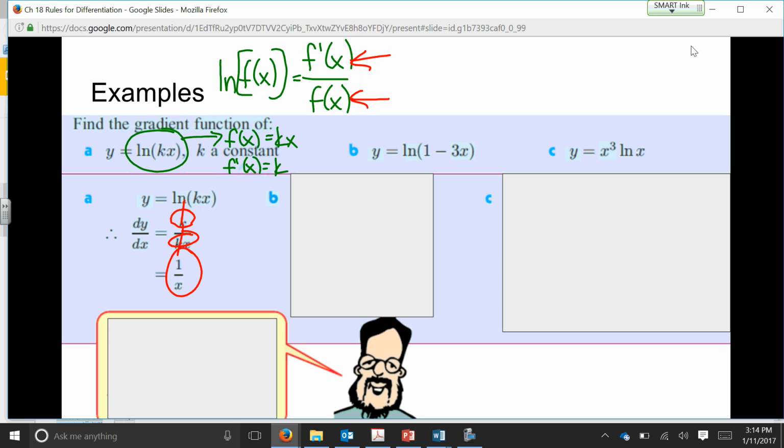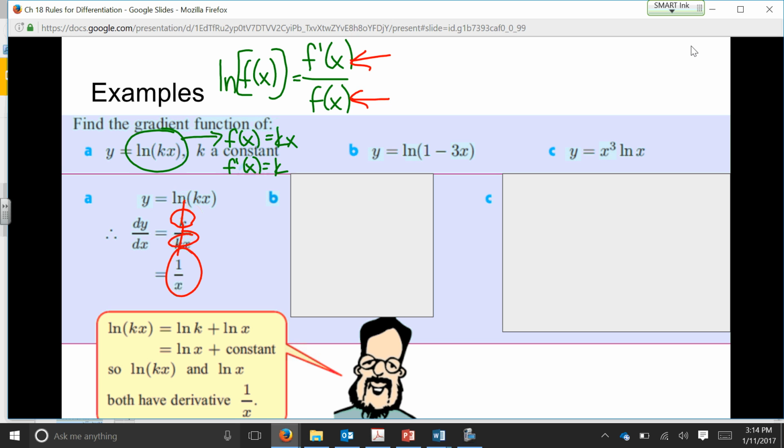Now you might be wondering, well, why is it 1 over x? Isn't that just the derivative of the natural log of x? Well, that should make sense as well, because you could take a look at the natural log of kx and break it up into the natural log of k plus the natural log of x, keeping in mind that the natural log of k is a constant, and therefore its derivative is 0. That means the natural log of kx is really the same thing as the natural log of x, which is why they have the same derivative there.